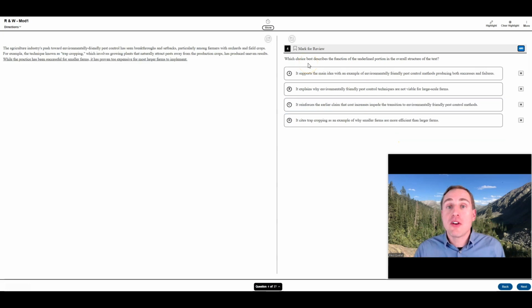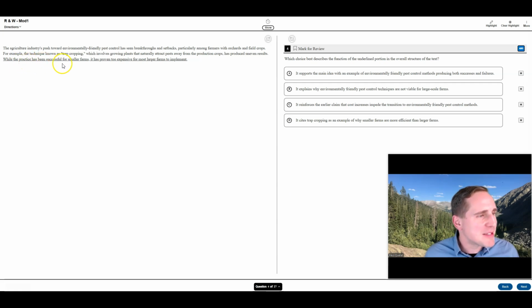Once again, question 4, very similar to question 3. We're going to look at what's the underlined portion, which describes the structure of the text, what's its role and all that. Okay, it's either going to support, explain, reinforce, or cite something. The agriculture industry's push towards environmentally friendly pest control has seen breakthroughs and setbacks, particularly among farmers with orchards and field crops. For example, the technique known as trap cropping, which involves growing plants that naturally attract pests away from the production crops, has produced uneven results.